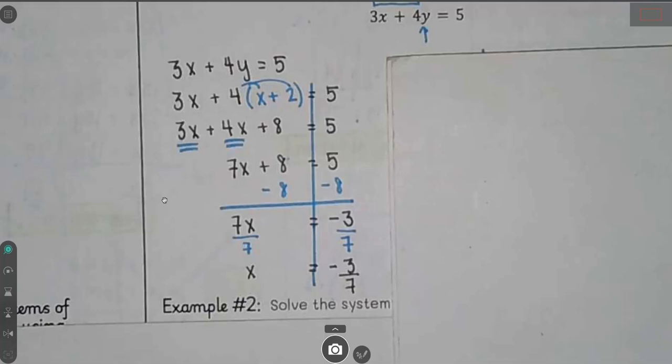To find y, no, you're just plugging in negative 3 over 7 for x. I'd recommend plugging it into the first equation. It's easier.